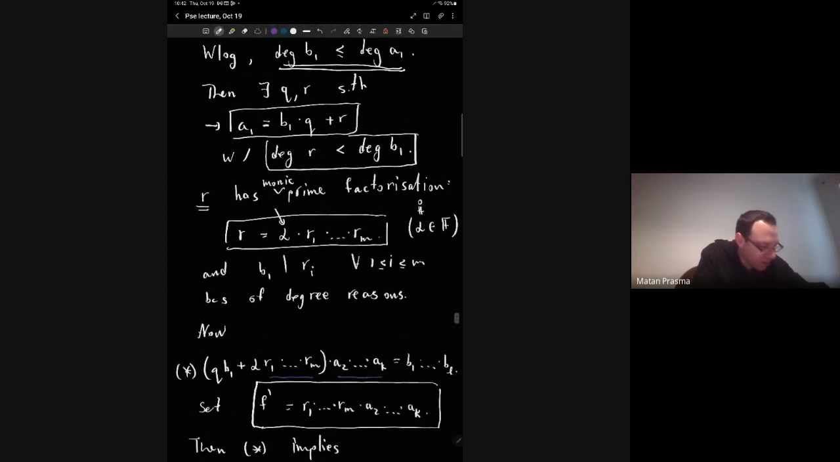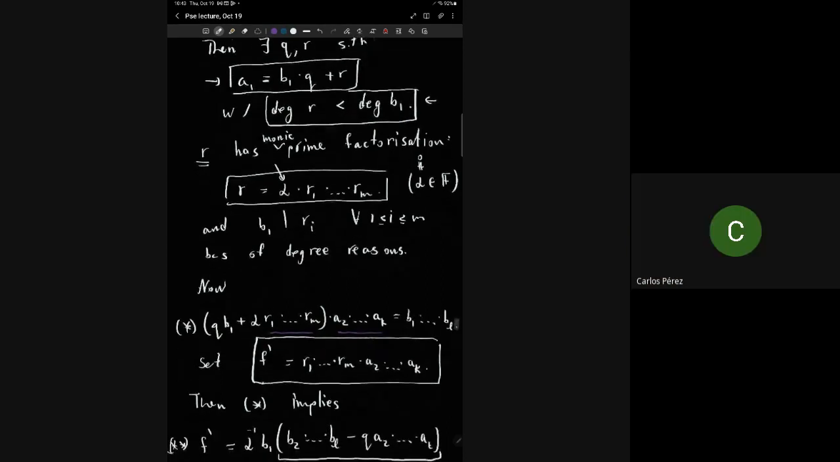And I note that because of degree reasons, B1 cannot divide any of the Ri. B1 is of degree bigger than R, so clearly it cannot divide any of the Ri. Makes sense.